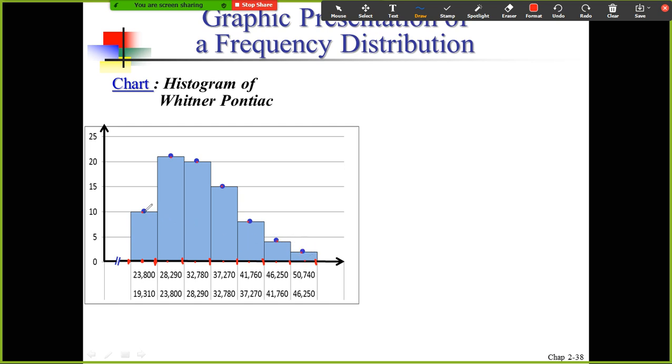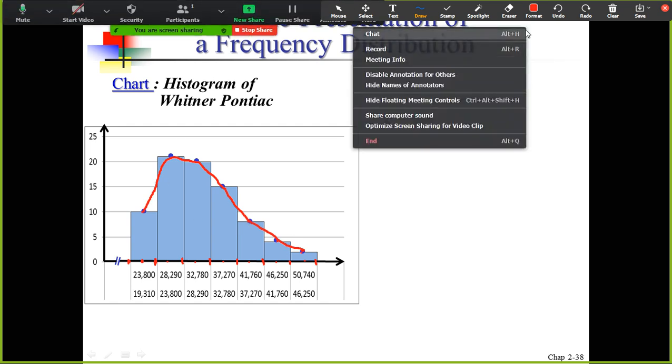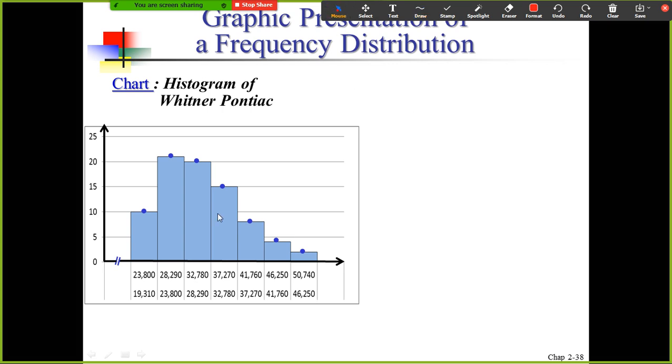Okay, that's why you can connect from this one to this one to this one, and so on. Okay, this is a frequency polygon. But if you have a histogram, that's very easy compared with none. If you have a histogram, you have a bar to find the middle, and then connect them to each other.